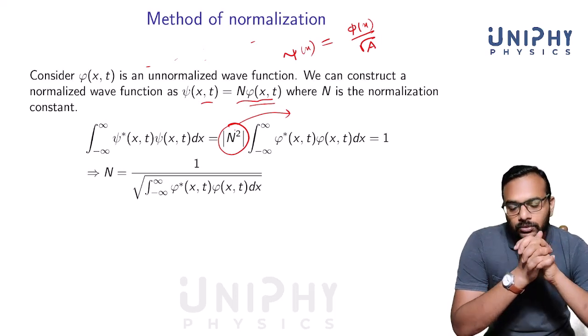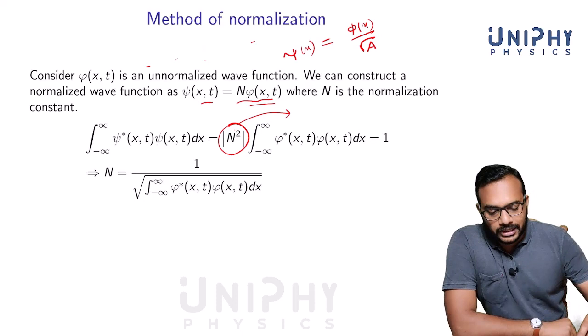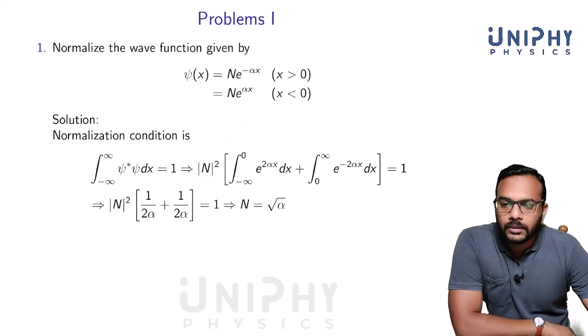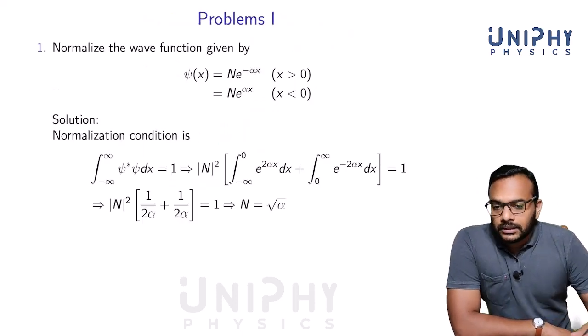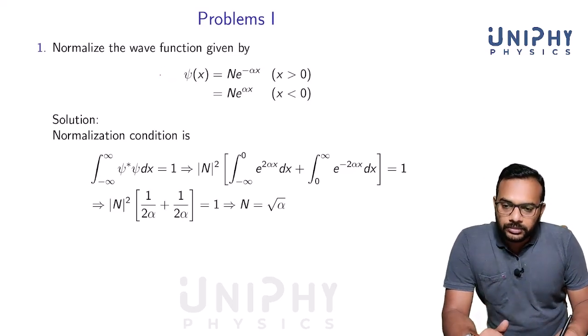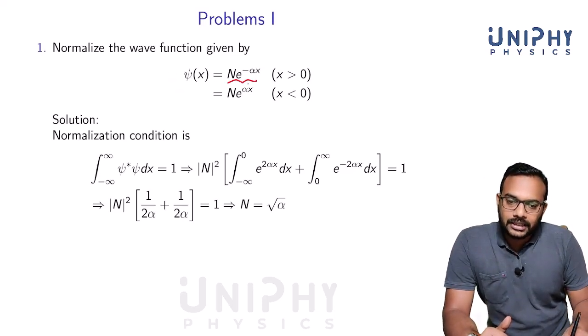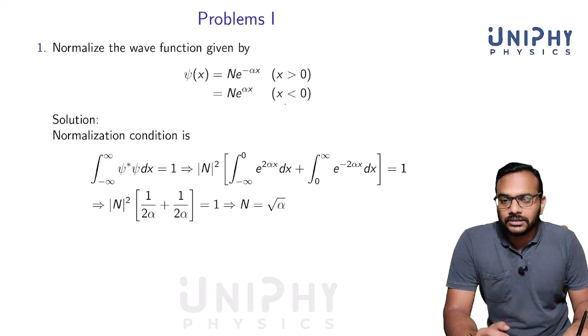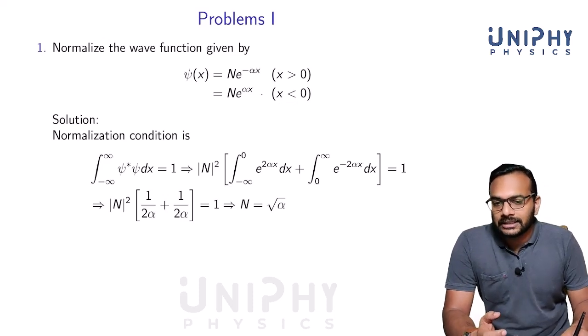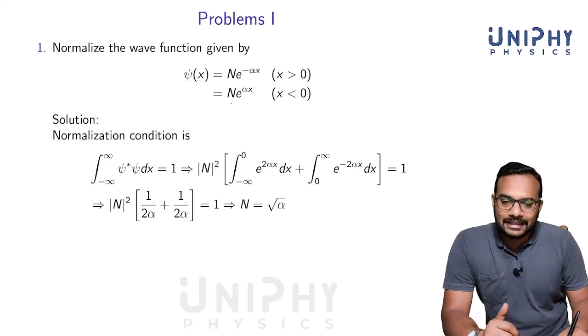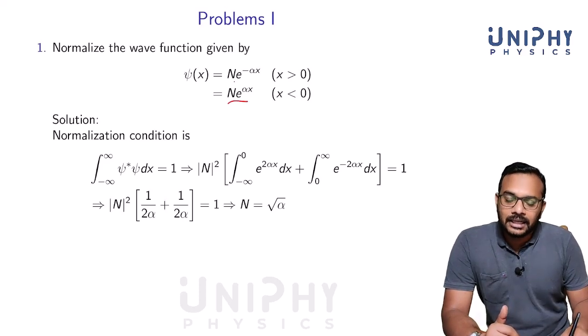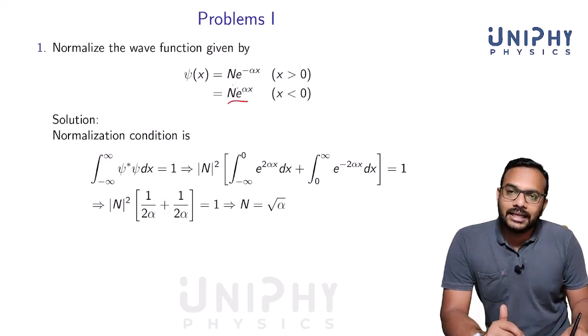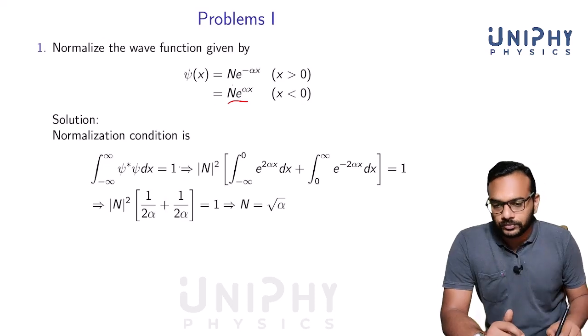That's what we do in quantum mechanics. Let's do a simple problem here. Normalize the wave function given by psi of x equal to n e raised to minus alpha x for x greater than 0, and n e raised to alpha x for x less than 0. So here a range is given and the wave function is given in this way.